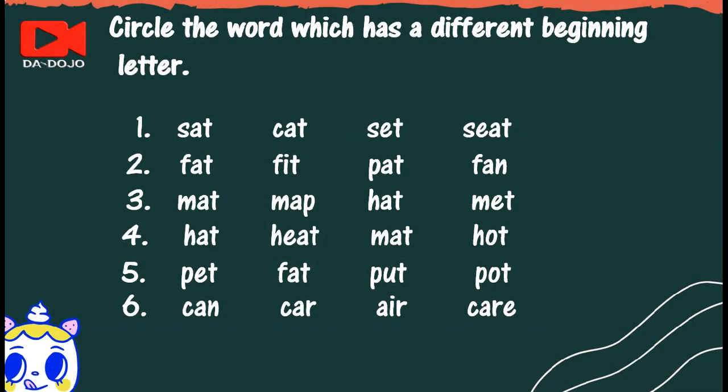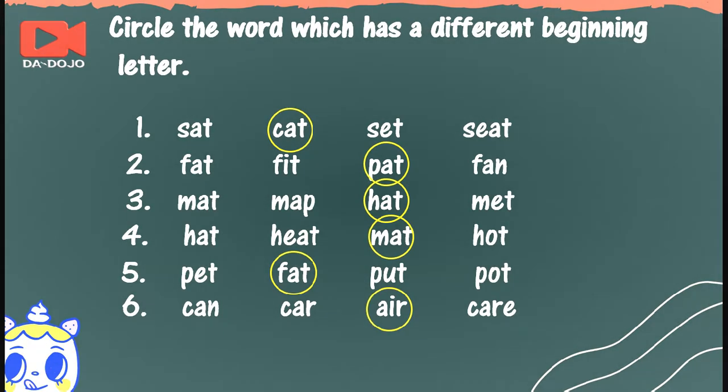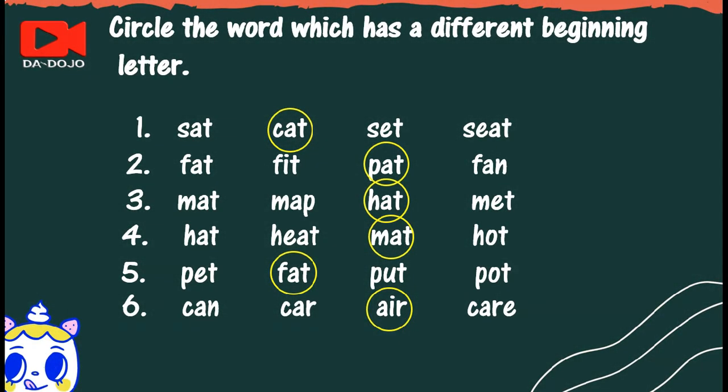Now, let's circle the word which has a different beginning letter. Cat. Pat. Hat. Mat. Fat. Air. Well done. You're fantastic.